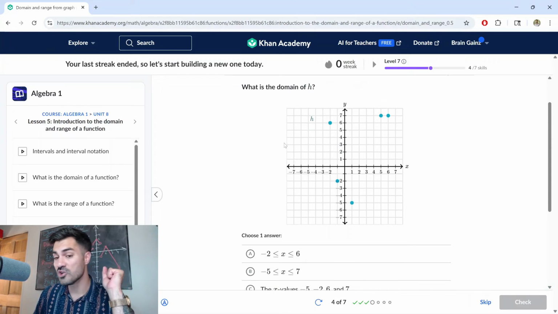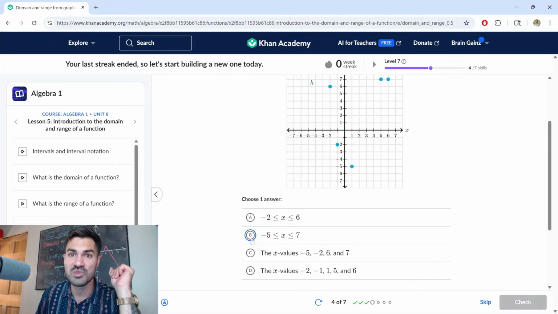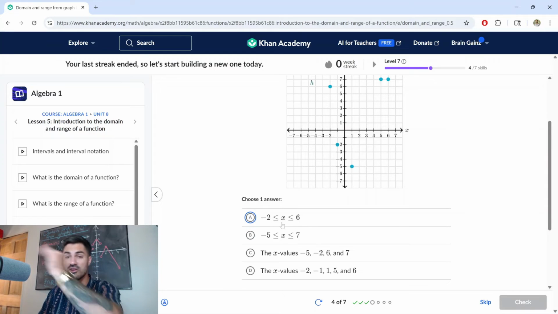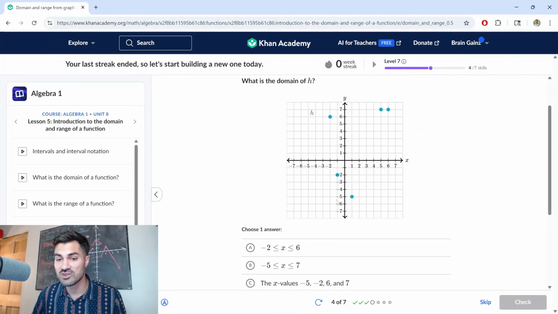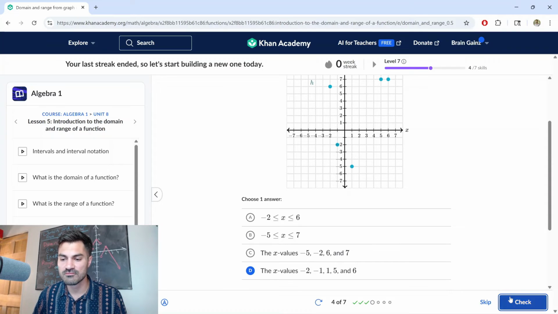Let's lock in. What is the domain of this function? We have a bunch of isolated points. Remember, domain is the set of all the x coordinates. We only have 1, 2, 3, 4, 5 points here. There's going to be 5 x coordinates. We can go and eliminate A and B. These are intervals. That would mean every number between -2 and 6, every number between -5 and 7. So that aligns with the examples we've seen so far where they're continuous, right? They're curves. You put a pencil down, you could draw the entire graph. This is not. It's a bunch of isolated points, so it's got to be either C or D here. I see x coordinates of -2, -1, 1, 5, 6. And so that aligns with answer choice D, final answer.